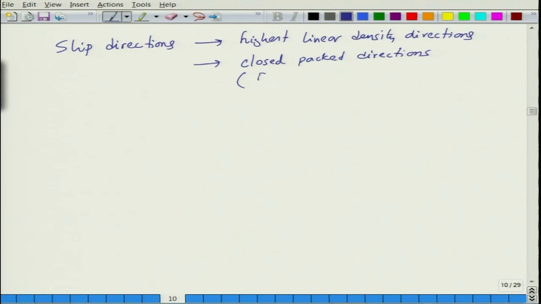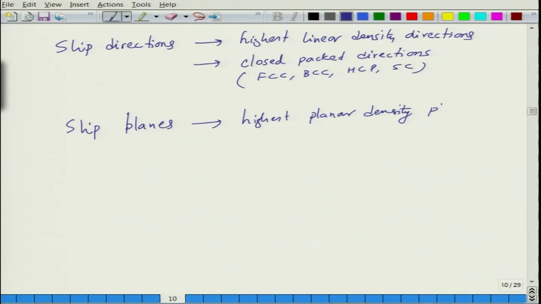If you look at the cases of FCC, BCC, HCP, simple cubic, they will have close packed directions, assuming that touching atoms is the sphere model. And then slip planes are highest planar density planes, or you can say close packed planes. Close packed planes are not present in all the crystal systems, only for HCP or FCC, because that is where you form close packed planes. For BCC and simple cubic, we are looking at planes which have the highest planar density. So essentially these are slip planes. The combination of the two, as we said, is the slip system.